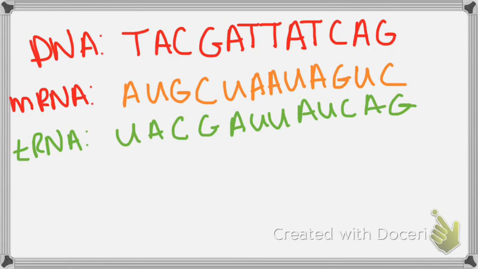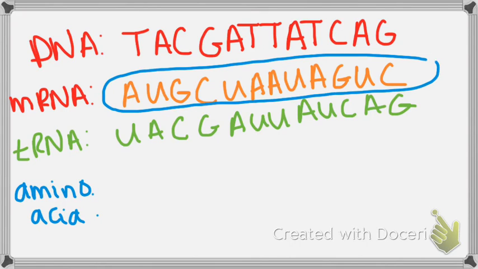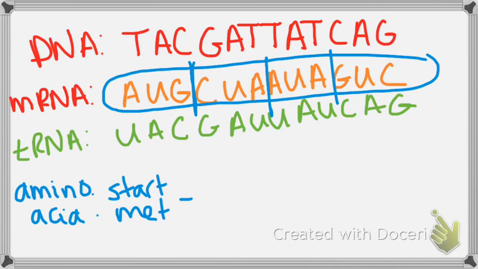Okay, now our last step is going to be to figure out our amino acid sequence. To do this, you are looking only at the mRNA sequence, not the tRNA, so don't get confused. So we're going to draw our lines where our codons are, and we're going to look these up. Now you should already have memorized that AUG stands for start, which is methionine.